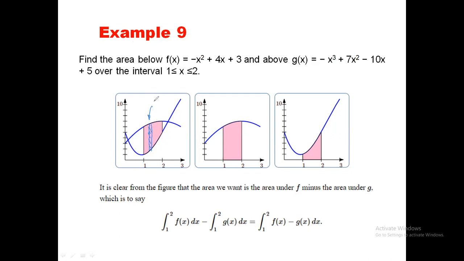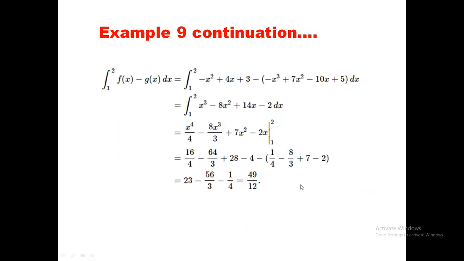So this is your f of x, and this is your g of x. This is your y, you'll have dx. So it will be bounded here on x equal to 1 to x equal to 2. The integral from 1 to 2 of f of x minus g of x. It's just like taking the area of this, subtract the area of this. That would be the area in between the two curves. Nothing different than the one that was already shown to you in the previous example. And the answer is 49 over 12.